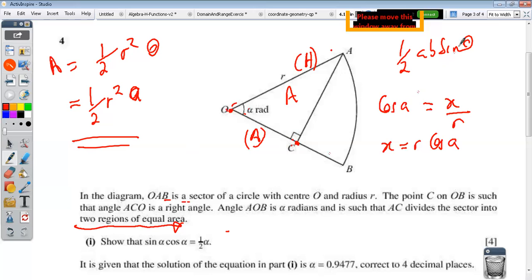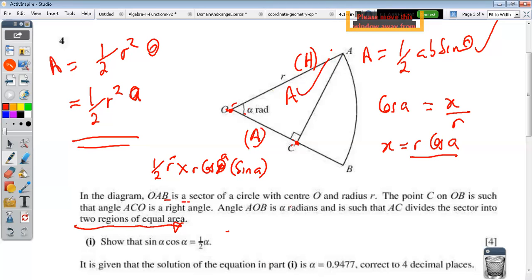Now, if I have the distance, I can plug in to find that area there. Because area is half AB sine theta. So it's half, this one is r, multiplied by this one here, which is r cos theta, multiplied by sine the angle. What is the sine? It's sine A, like this. So this is A here. We are almost there. So we're saying half, this gives us the area of that.